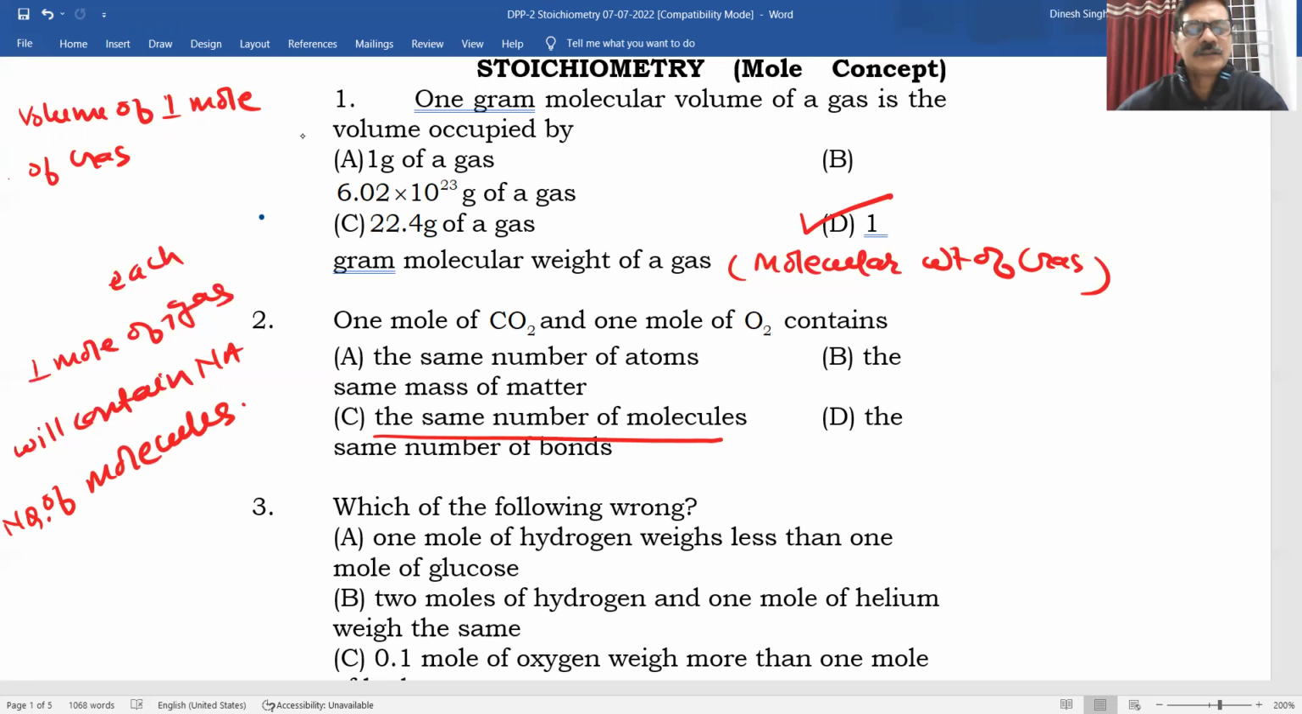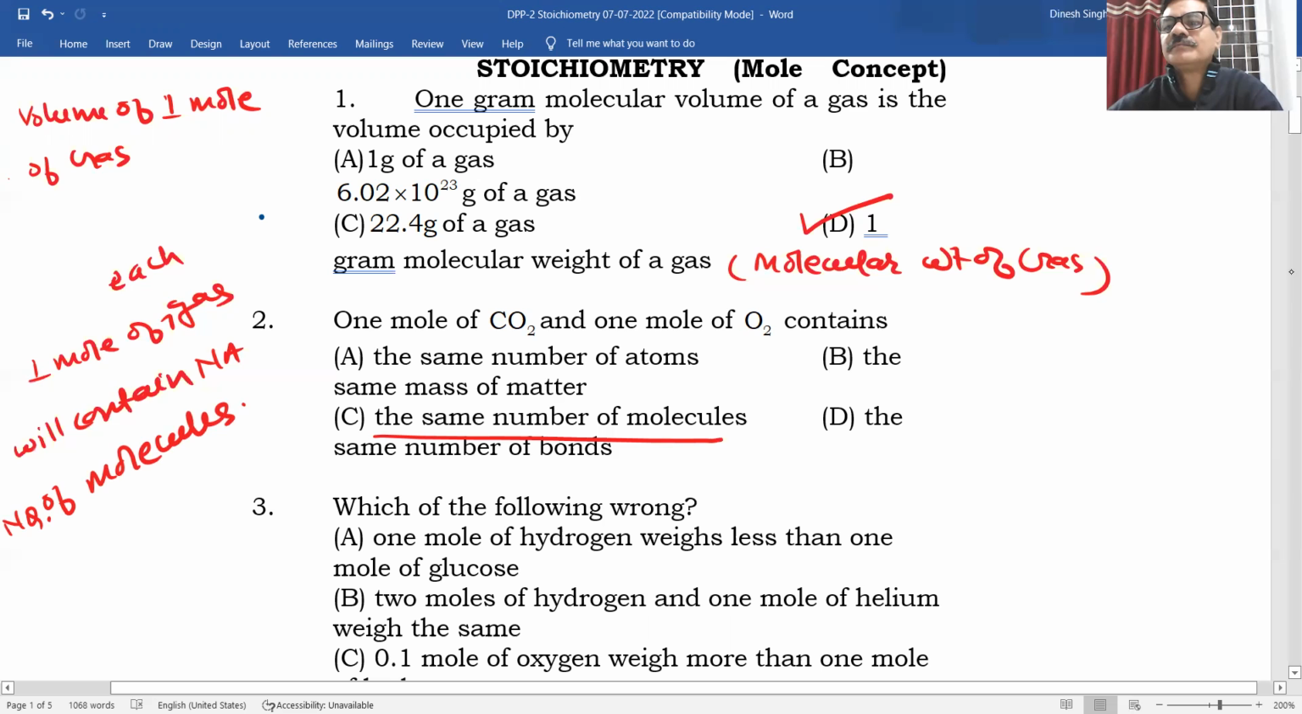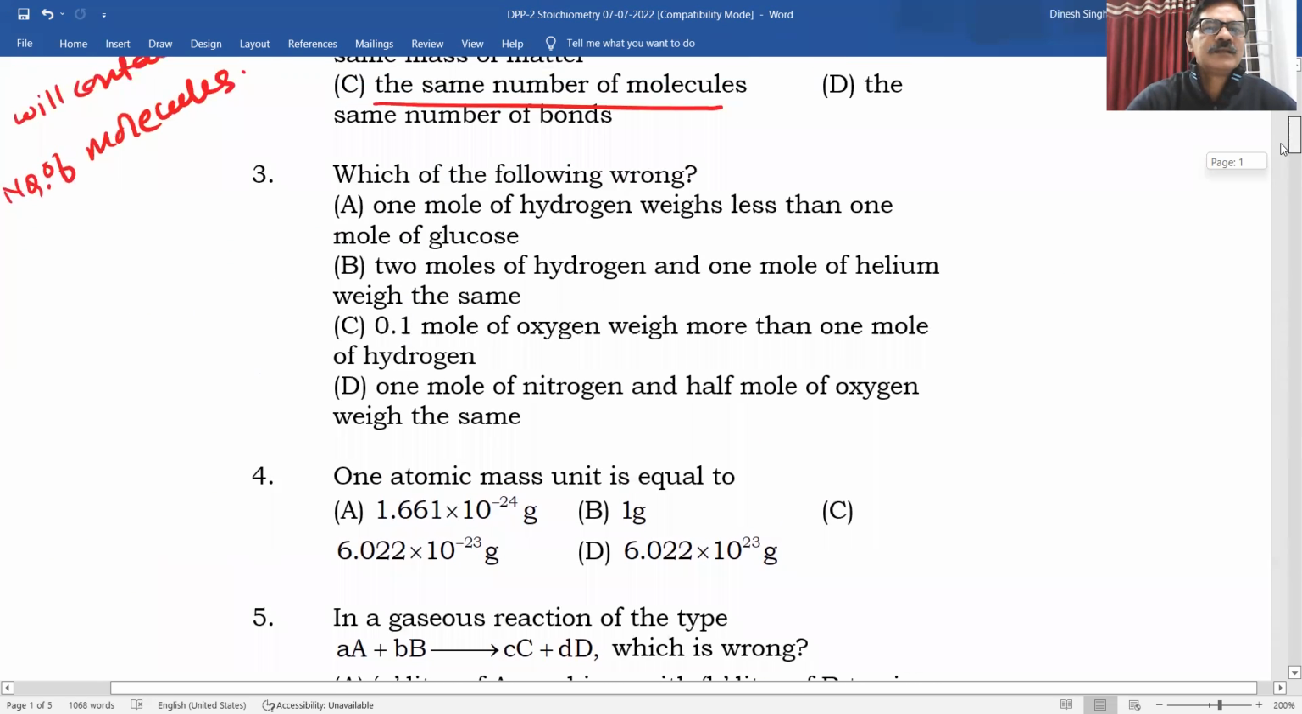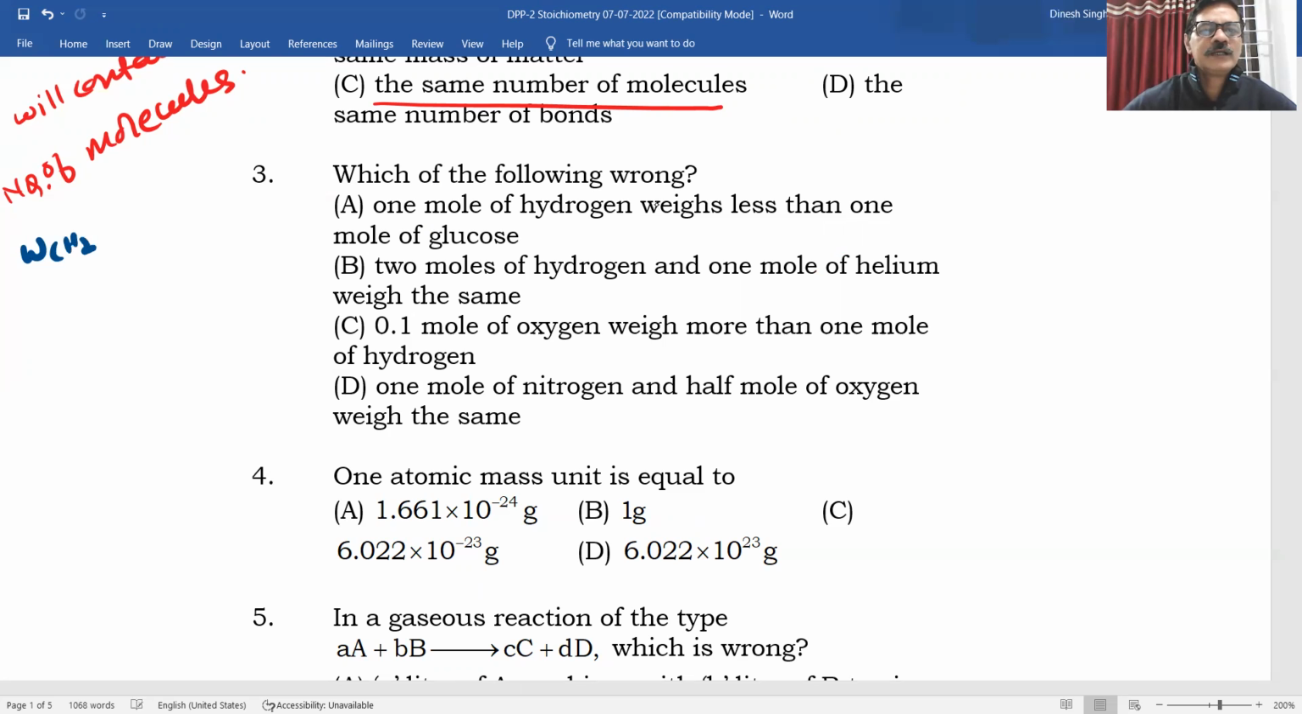After that we can see the next problem. Now we can see the third problem, which of the following is the wrong statement? 1 mole of hydrogen weighs less than 1 mole of glucose. This is the correct statement, because the weight of 1 mole of H2 gas will be how much?